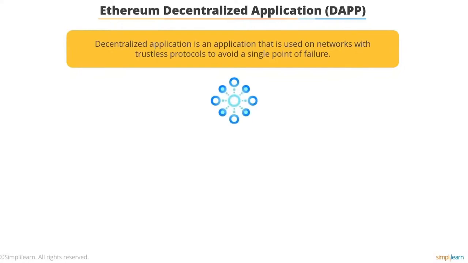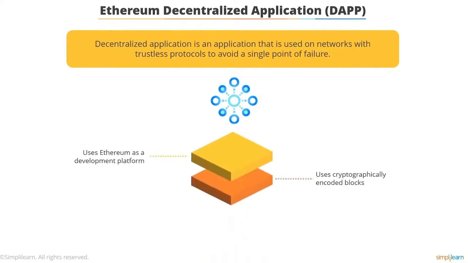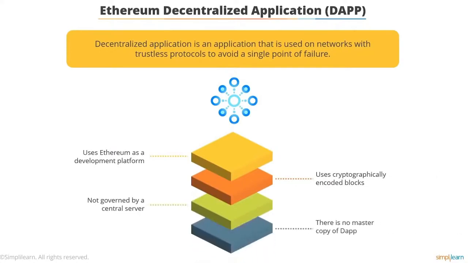Some properties of dApps are as follows. It uses Ethereum as a development platform. It uses cryptographically encoded blocks. It is not governed by a central server, and there is no master copy of the dApp.